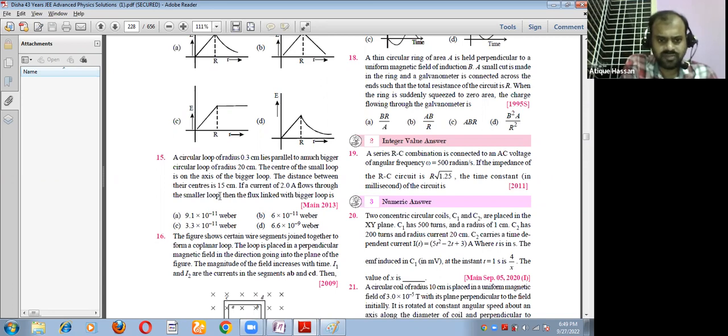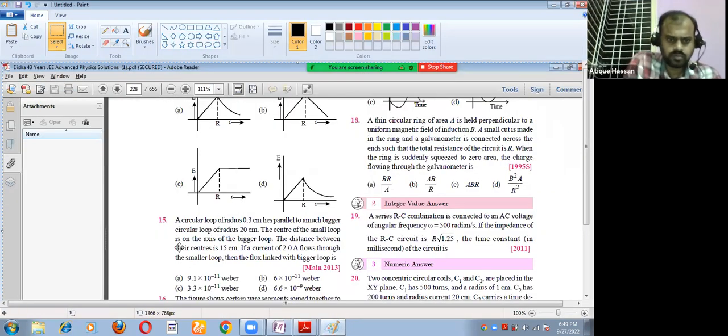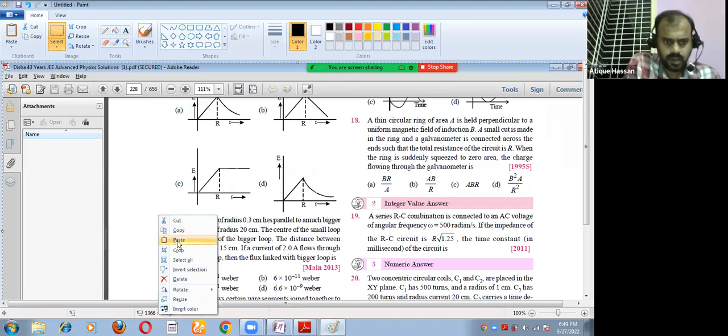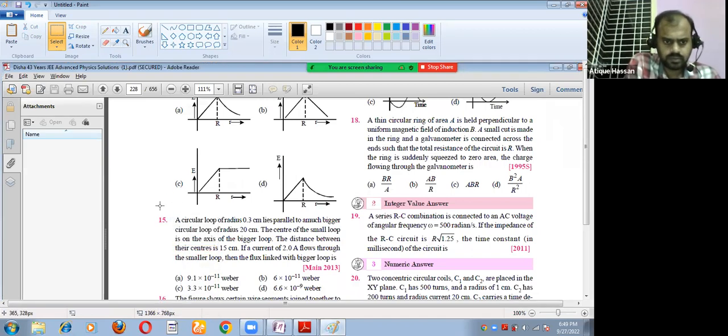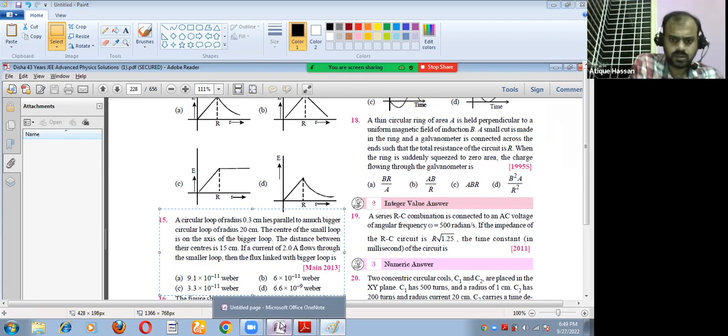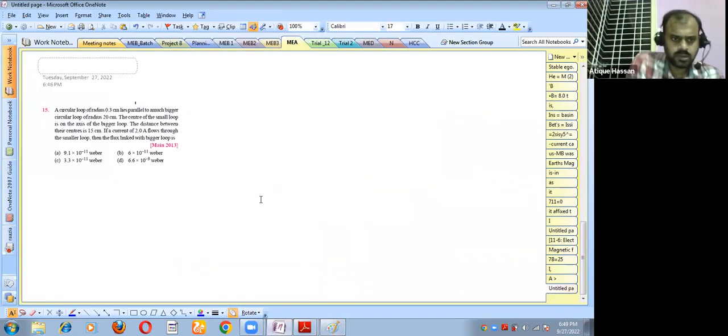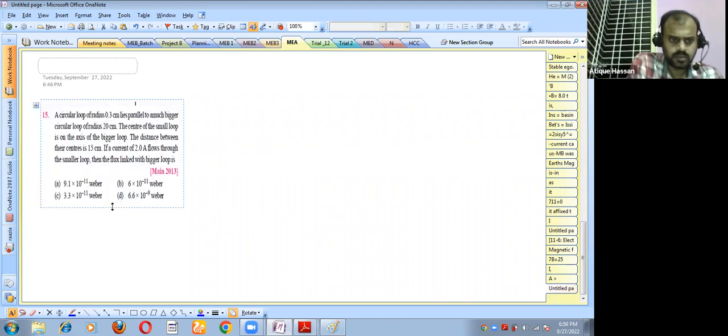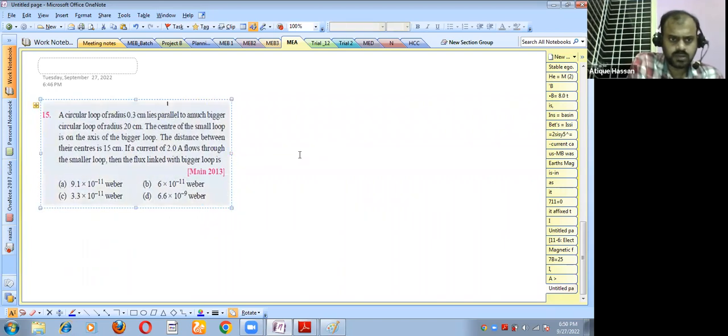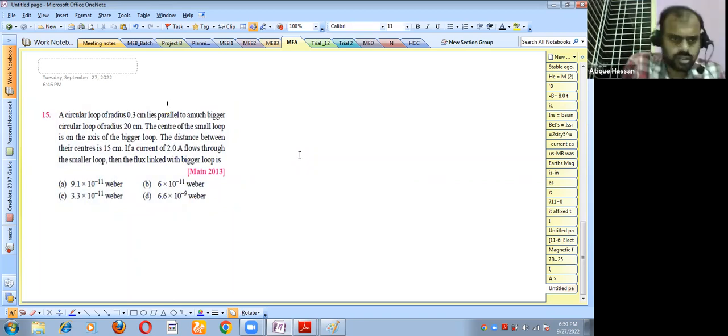Solve this question number 15. This is JEE Main 2013 question. Solve this question.